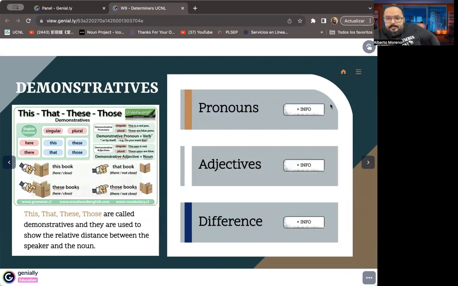¿Dudas? ¿Preguntas? No. No. ¿Los demás? Nope. ¿Todo bien? Y bueno, vamos a continuar.